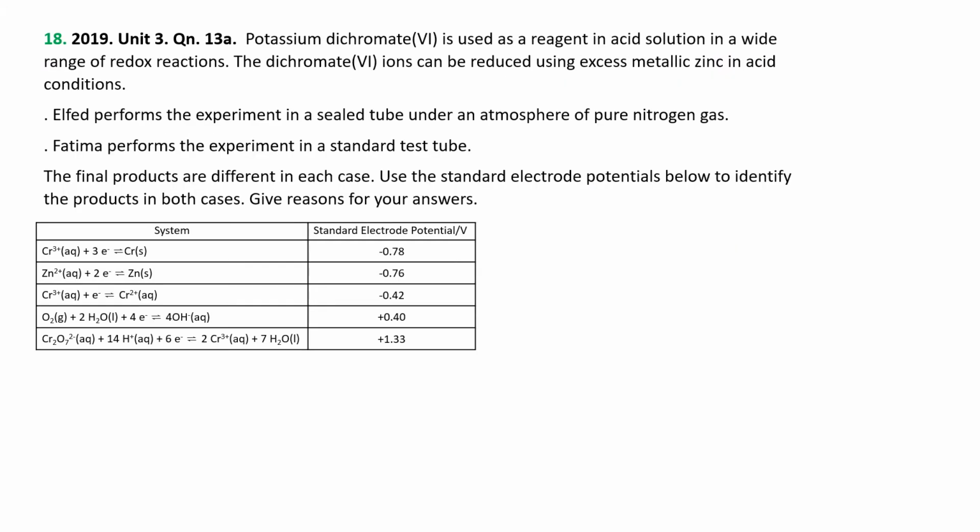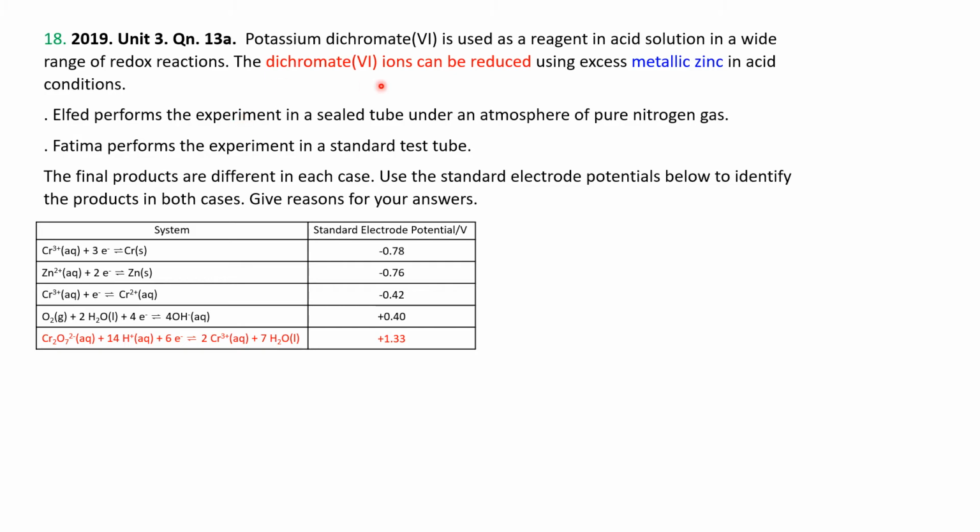So now another fun question that takes the fun we had two questions ago and makes it even more fun. So anyway, potassium dichromate(VI) is used as a reagent in acid solution in a wide range of redox reactions. So here is our dichromate(VI). Okay, beautiful little species there, dichromate(VI) plus H+, so therefore that's in the acidic conditions.